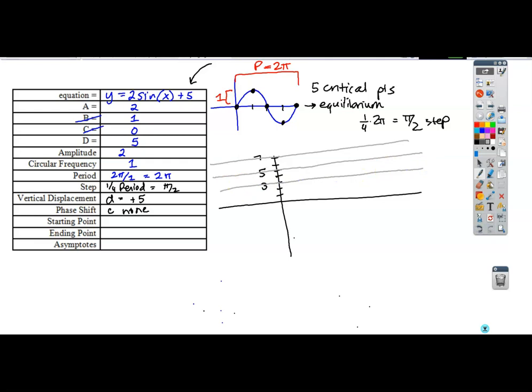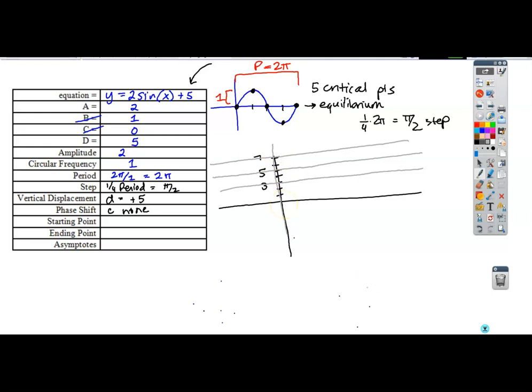Then after I do the y-axis, I always do the x-axis. So the x-axis is pretty easy. The first thing you would do is figure out if you need to shift it at all, right? But we don't have a phase shift. There's no shifting left or right. So we're going to start at 0. So my graph is going to start right here. We'll do harder ones in a second.